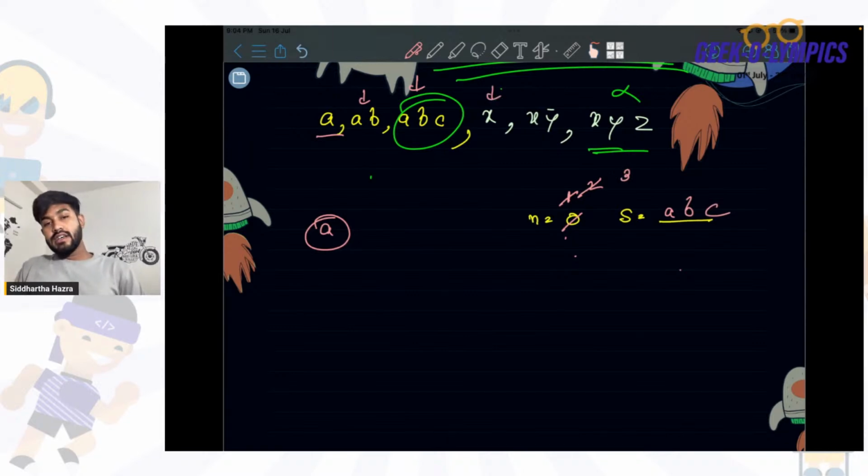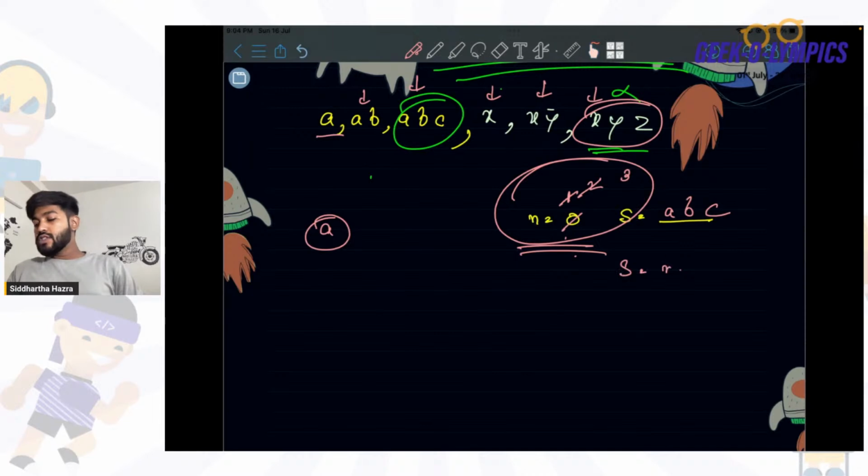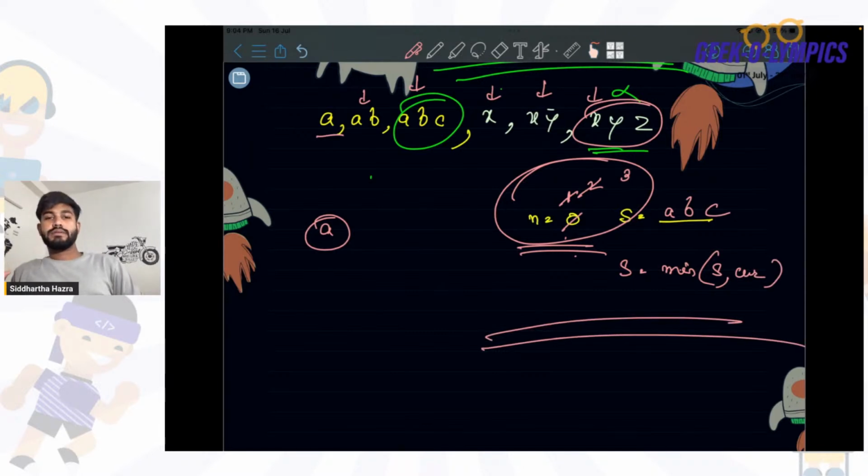Then we have X. The length of X is less than what we have, so we would ignore it. XY is also less, so we would ignore it. Let's say XYZ was small. XYZ also has all the prefix characters present and its length is equal to n. If it is equal to whatever we have calculated up till now, we would take the minimum. So we would simply take the minimum of S and the current word, and this would also solve the purpose.